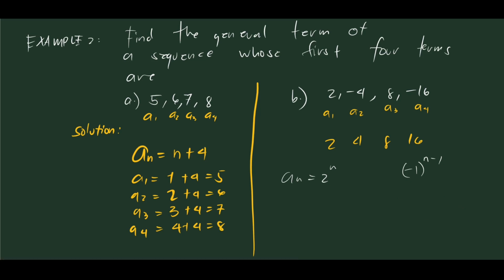So our general formula, you can write it as an is equal to negative 1 raised to n plus 1, times 2 raised to n. Let's just use n plus 1 here. You can write it like that.